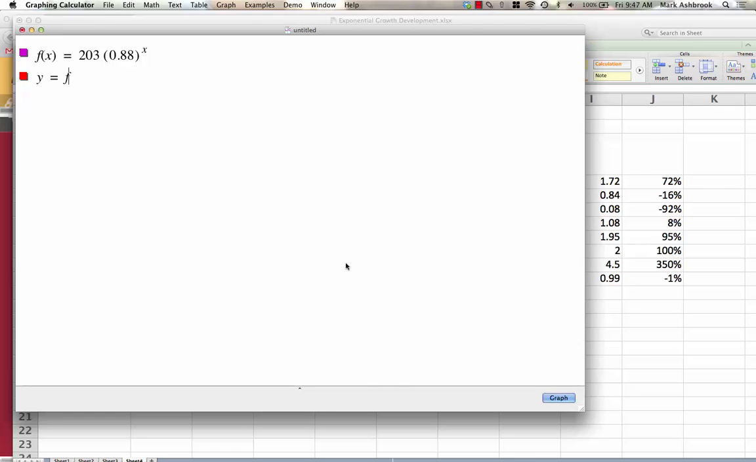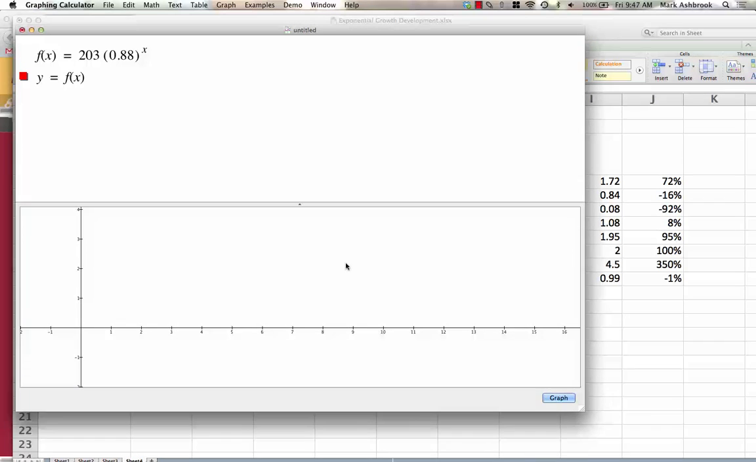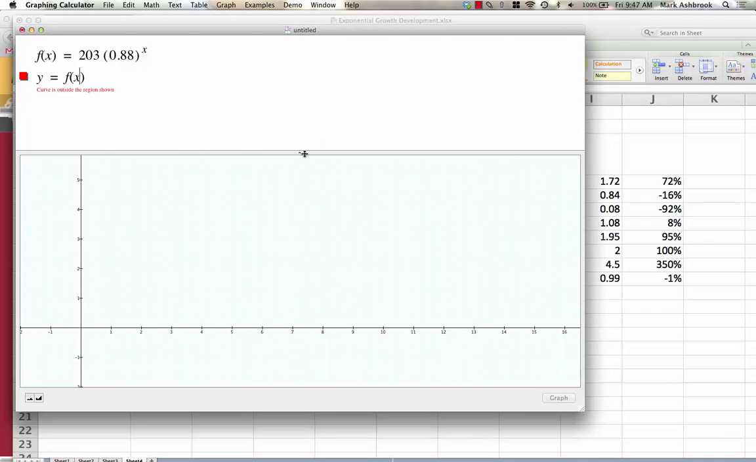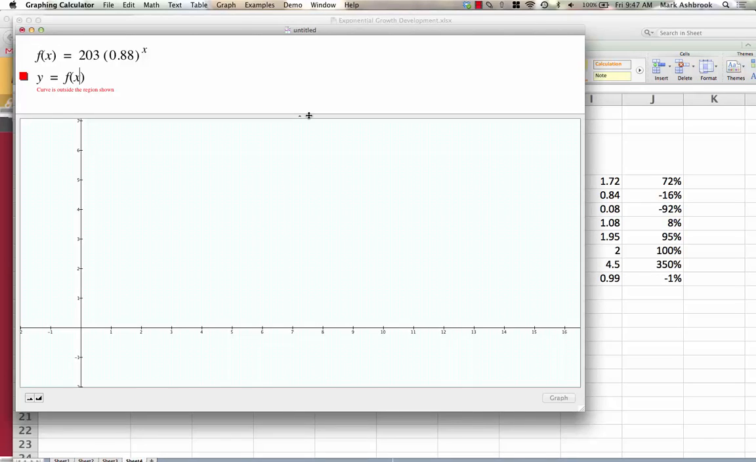So I'm going to graph this. Why can't I see any? This happens on your graphing calculator too, right? You graph something, you can't see anything. What's going on? What's the initial amount? 203. I'm only showing 0 to 7 here, so I need to zoom out on my y-axis. And I only want to show this for a positive number of hours. Okay, so here's the graph.